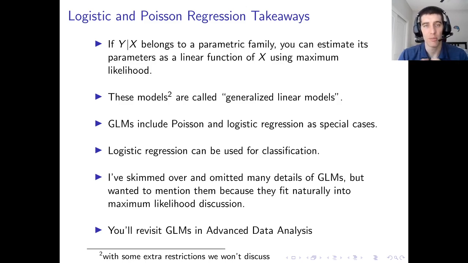Forming a joint density, maximizing it as a function of the parameter, and the computational trick is usually that it's easier to maximize the log likelihood than the actual likelihood itself. Okay, so these models that I've just described are called generalized linear models. There are some extra restrictions on what it means to be a generalized linear model, which I'm not going to talk about here because they're a little mathematical, but in general, this theme of estimating the parameters in a parametric family using a linear function of a predictor is generalized linear models. We've talked about Poisson and logistic regression, and about how logistic regression is our first tool in this class that we can actually do classification with.